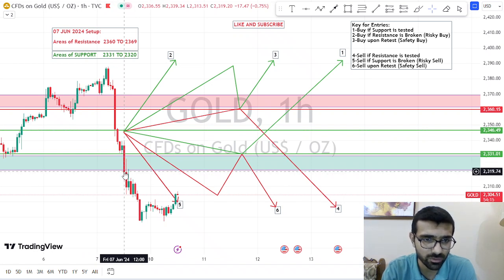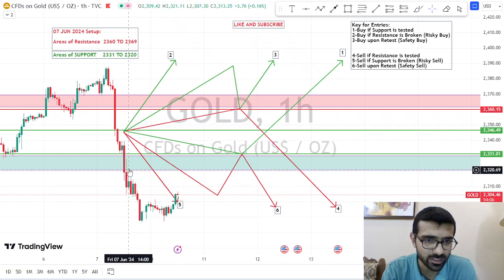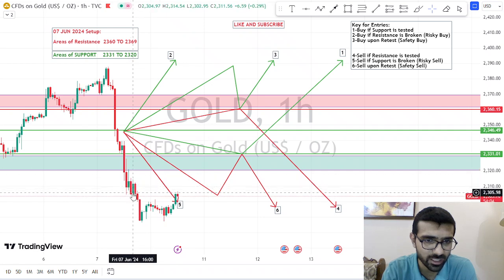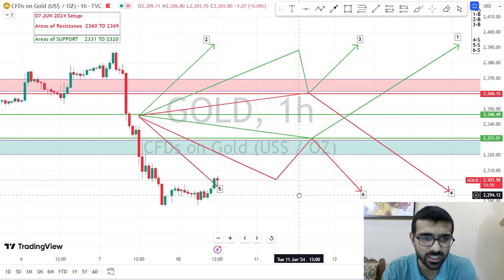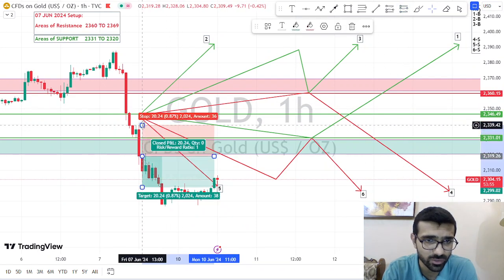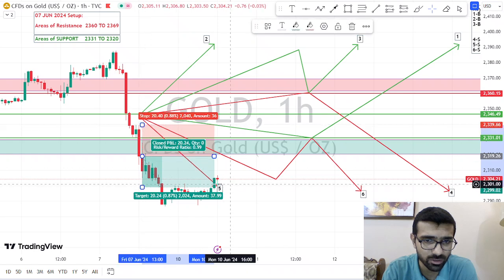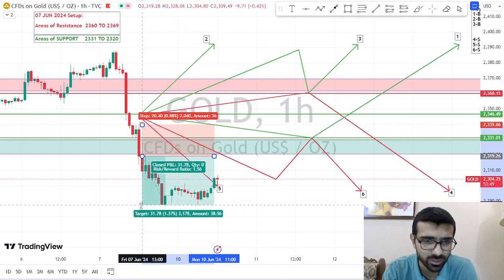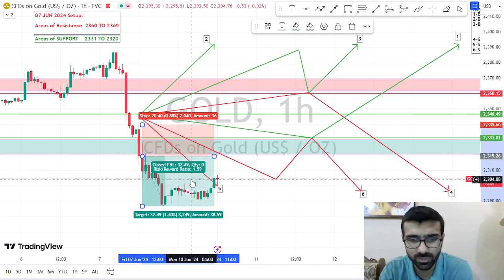First opportunity was after the closing of this candle, second opportunity was after the closing of the next candle, and thirdly after this red candle, the market retested with a green candle, and then again the market gave us a red candle closing. We could easily take these trades. So now let me take these trades for you and let us see how much profit we would have made. If we would have taken this sell entry as per our scenario number 5, which is key for entry, scenario number 5, sell if the support is broken, we would have made a 1.5% profit.